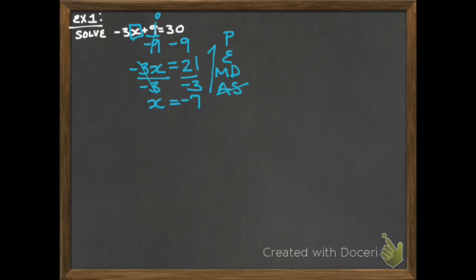You could also, if you wanted to double check your work, take the answer that you got and plug it in for the x to confirm that it actually does equal the other side of the equation. So negative 3 times negative 7 would give me positive 21, plus 9 would indeed be 30.